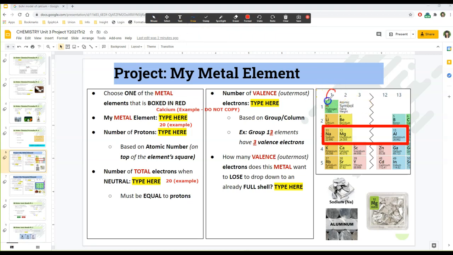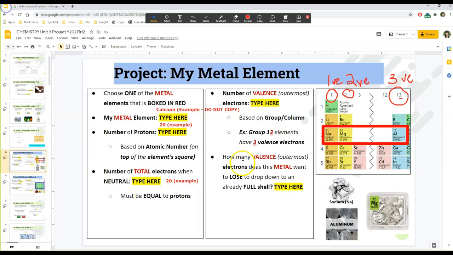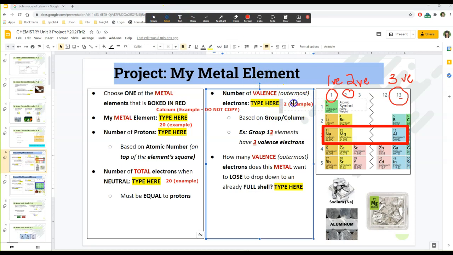Remember that group 1 has 1 valence electron, group 2 has 2, and all the way down here, group 13, remember you only look at the last number, it has 3 valence electrons. In my instance, I'm taking a look at calcium. Calcium is in group 2, and so it has 2 valence electrons. Just like my Bohr model showed, you can see I have 1, 2, only 2 on the outermost shell. So I would type that here, 2 valence electrons. That's my example. Again, it just depends on what group you are in, which is the column, the top number right here.